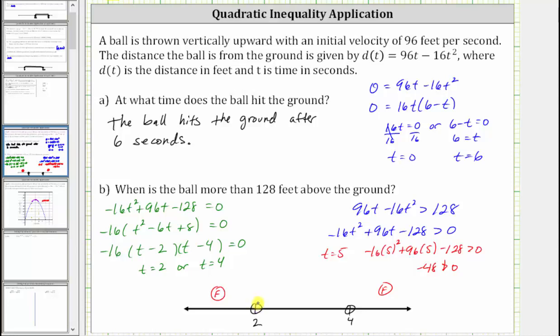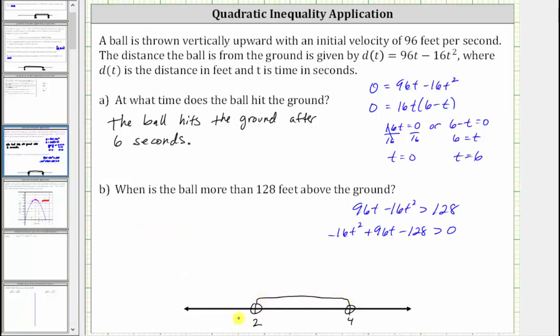The solution is the interval from 2 to 4, not including the endpoints. As interval notation, we have the interval from 2 to 4. Because we don't include the endpoints, we use parentheses. Or as a compound inequality, we have t is less than 4 and greater than 2. Let's also state the solution as a sentence. The ball is more than 128 feet above the ground between 2 seconds and 4 seconds.